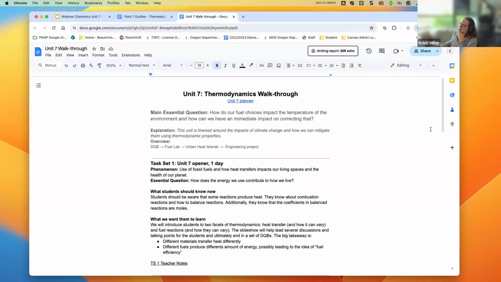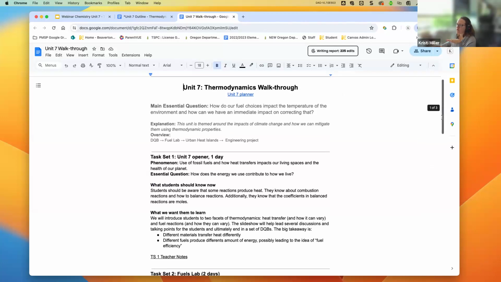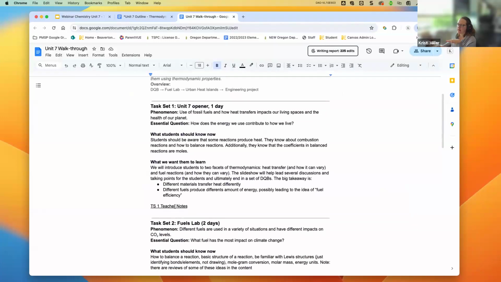This gives you literally an overview of what's happening in each task set, and then what's linked down here are the teacher notes that go with it. So what are we wondering about? What's our question for this task set? What should students know as they're coming in? And what do we want them to learn by the time they're done with that task set? So again, just a quick overview of what's happening in each task set, and then the more specific details show up in our teacher notes.